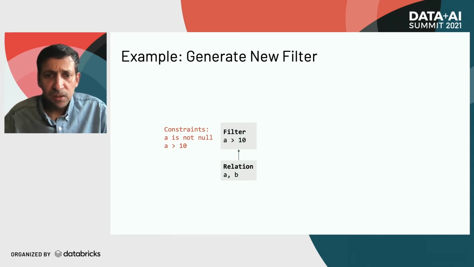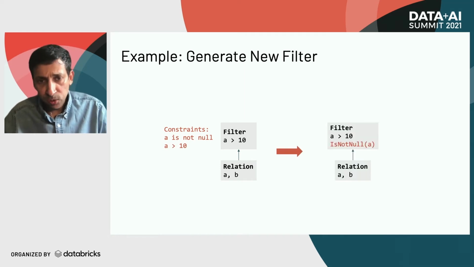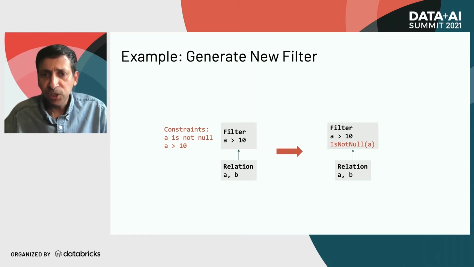In this case, as you see, there is a filter node with a condition a greater than 10. So the constraint code will store this filter, and it will also generate a new filter, a is not null, and store it as a constraint also. A is not null is implicitly generated by virtue of the inequality on attribute A. So the plan, after the optimization, would introduce an a is not null filter on the filter node along with a greater than 10.